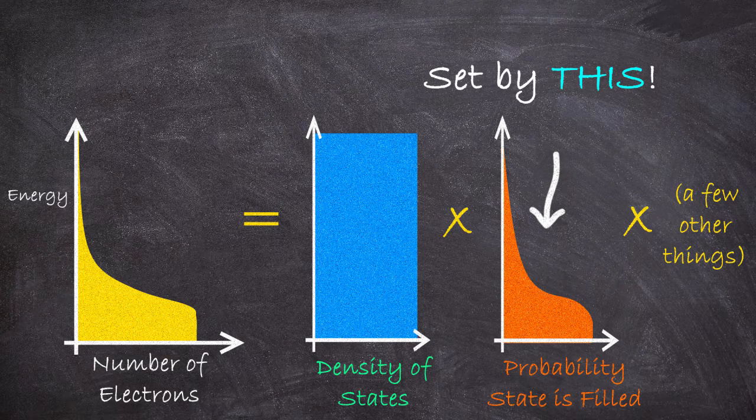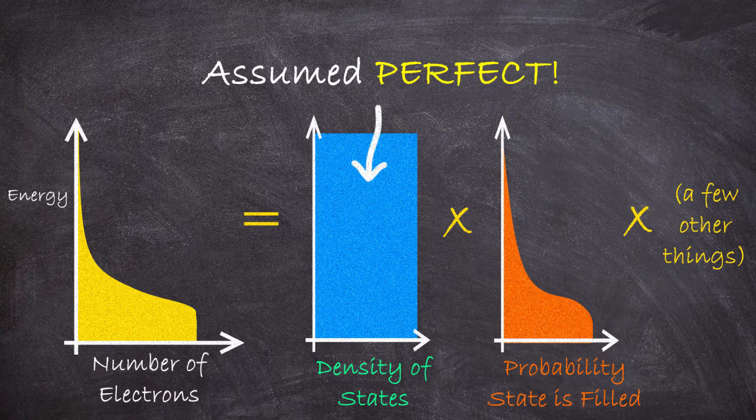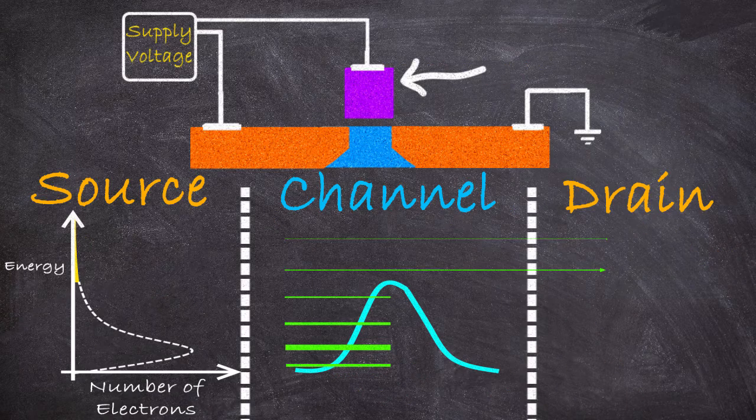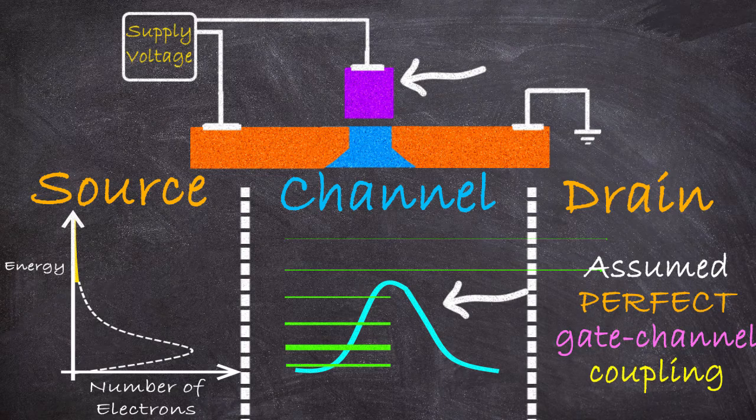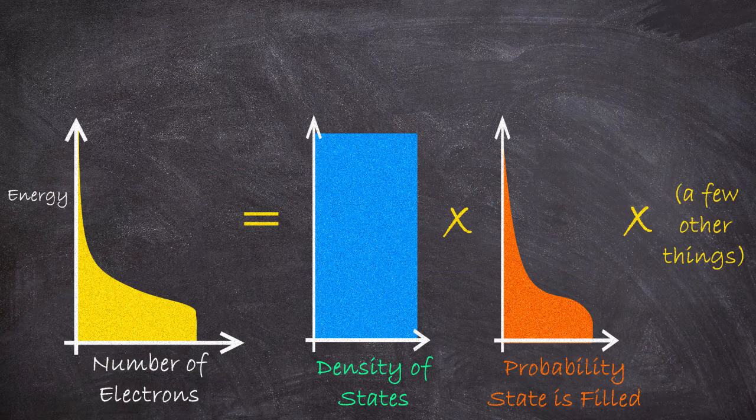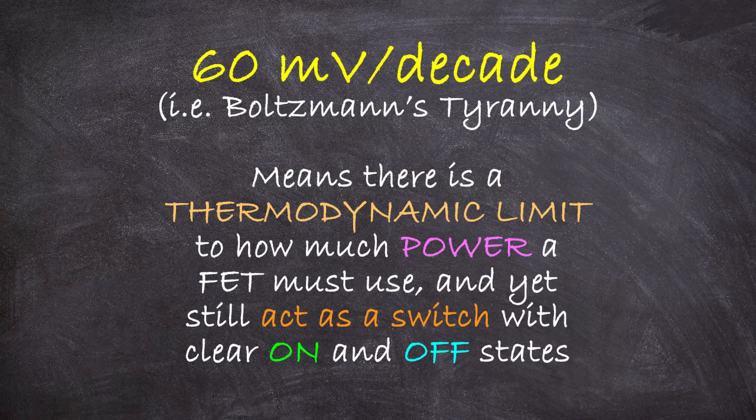We assumed all the material properties like density of states were infinite. We assumed the relationship between the applied voltage and the barrier lowering was infinitely good. But the only thing we can't ever change is this, because it comes from the laws of thermodynamics themselves. And this alone puts an upper limit on how much current can be increased by raising a voltage. Put another way, thermodynamics puts a fundamental limit to how abruptly a field effect transistor can turn on with increasing voltage. And this limit is totally independent of the material used or the design of the FET.